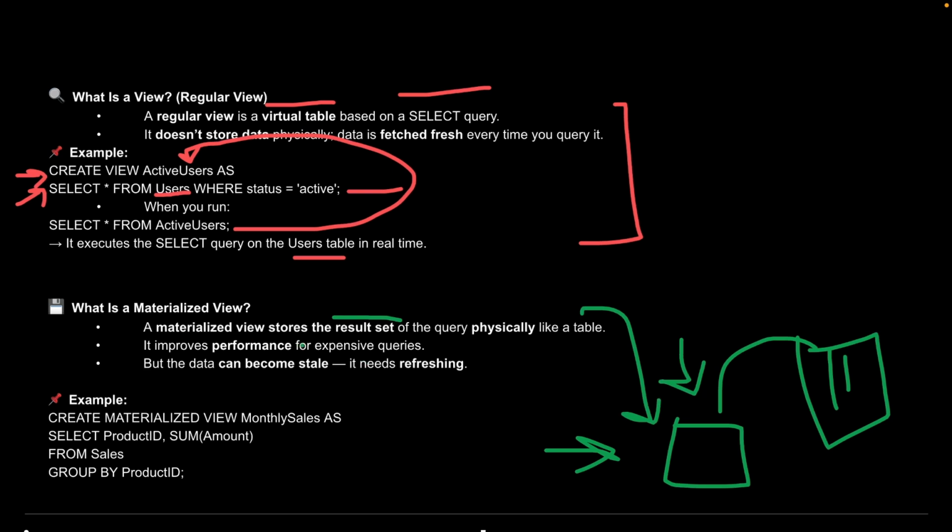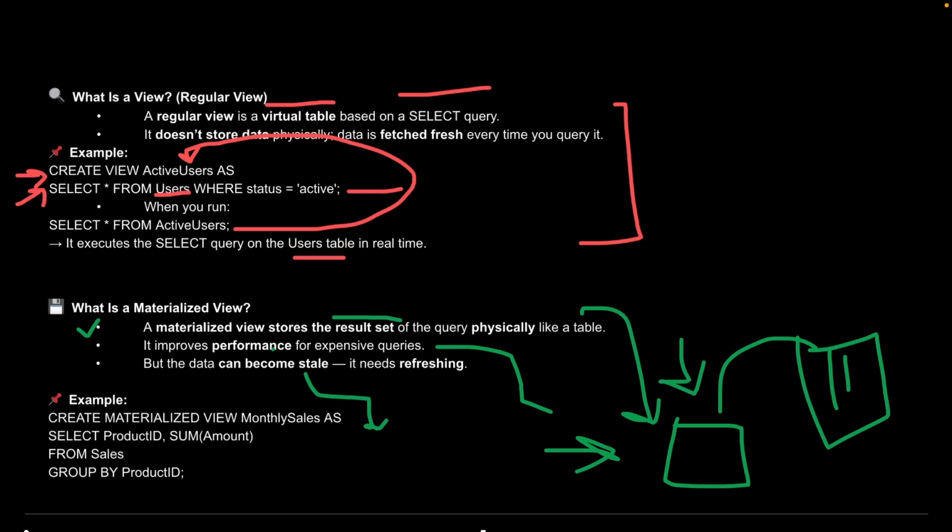So this is the physical table, like a table. And it improves performance for expensive queries. We will discuss this one. But the data can become stale. Stale means static. And it needs refreshing. So let's go point by point.